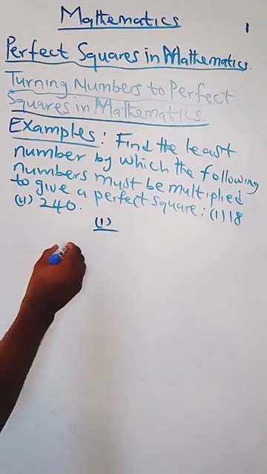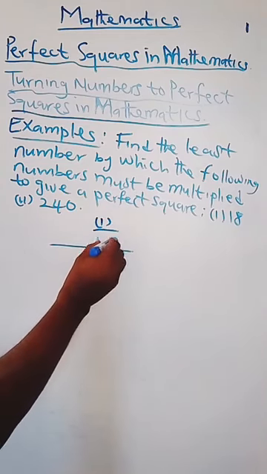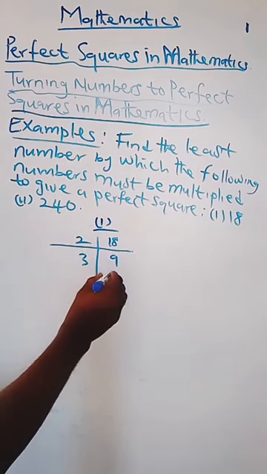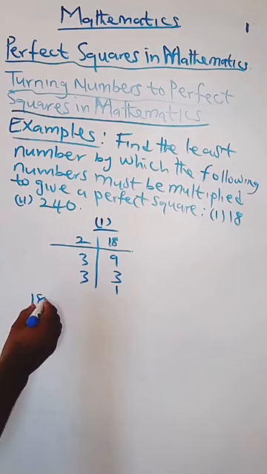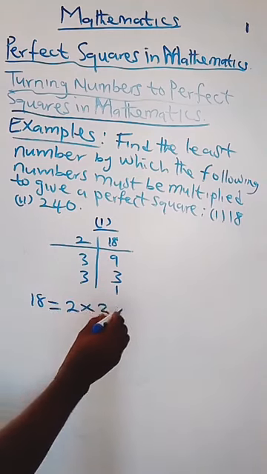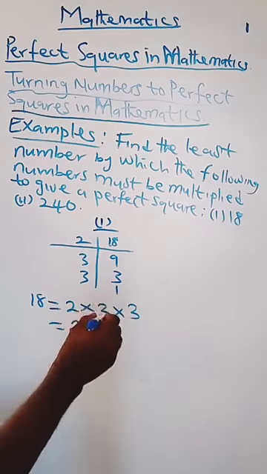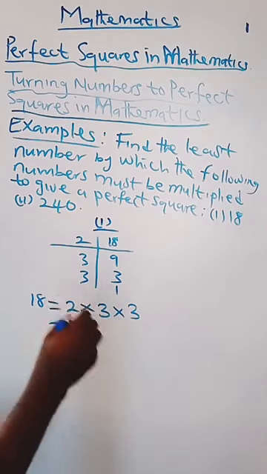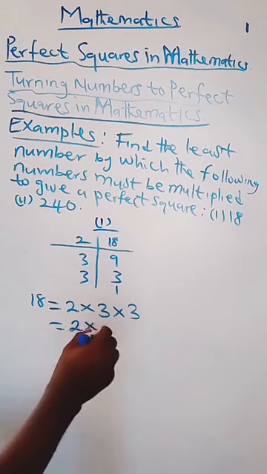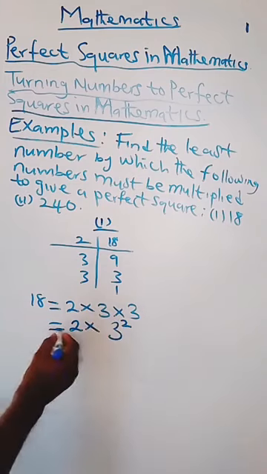18. So, let's look at the product of prime factors of 18. 18, 2, 9, 3, 3, 3, 1. That is 18. Now, let's write it. 18 is 2 times 3 times 3. Let's write it in index form. We are looking at making it a perfect square, right? All the numbers we write here must be in square. Any number that is not in square, we have to make it a square in order to make 18 a perfect square. That is the trick here. So this is 3 raised to power 2. Now, it's only 2 that is not in square.